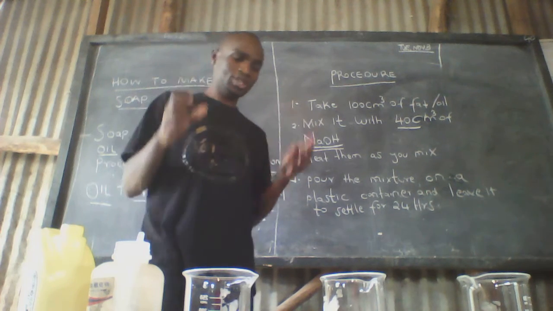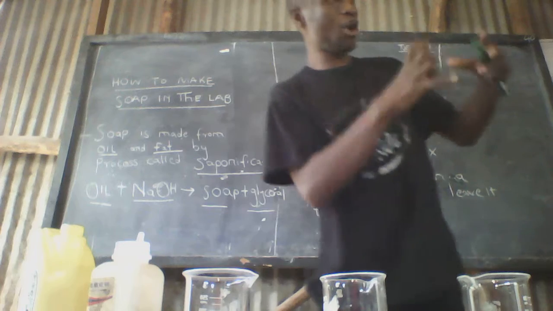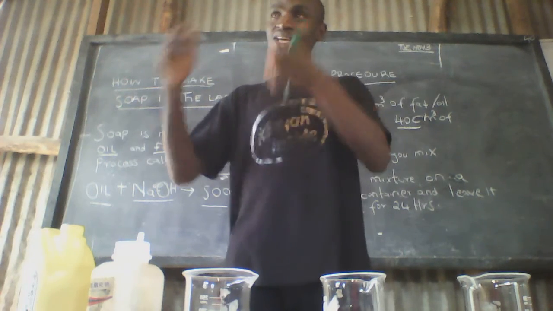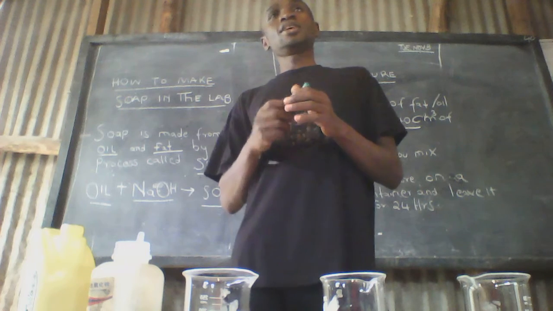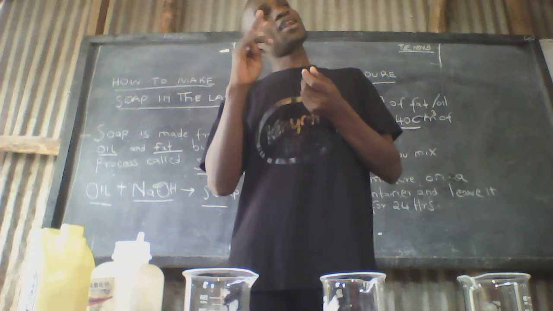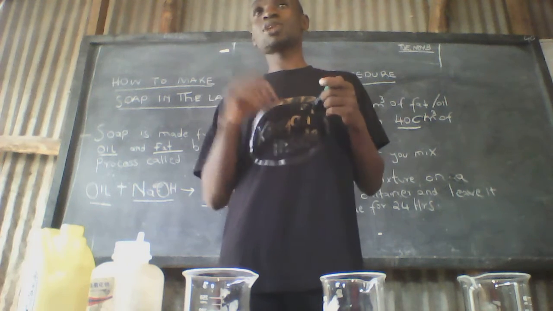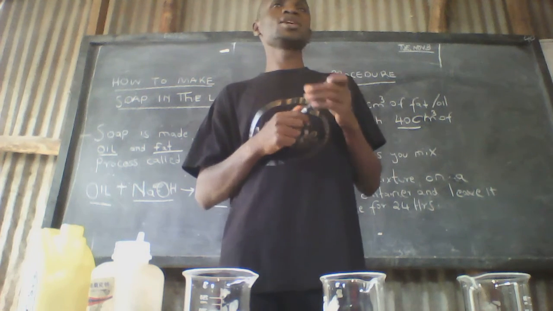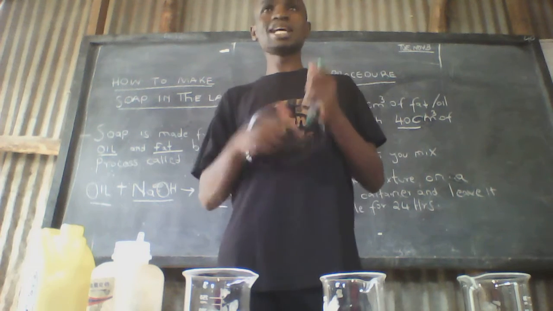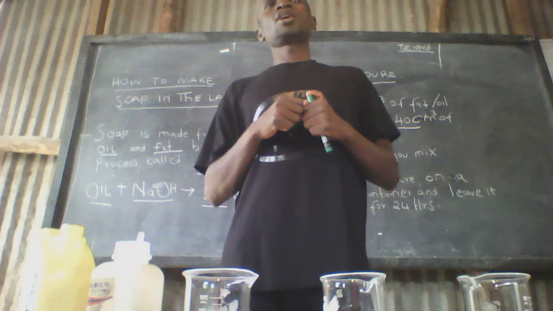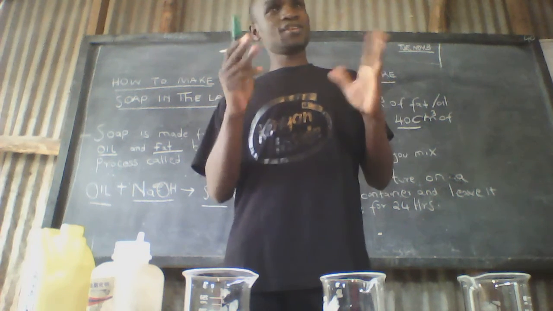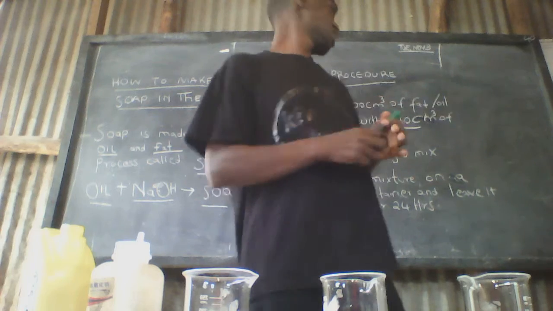Saponification is a process by which you take oil or fats and mix it with sodium hydroxide or potassium hydroxide at a bit of high temperature, like 30 degrees Celsius. You mix fat or oil with sodium hydroxide, then it will form soap. Also, you can add sodium chloride so that it can filter out glycerol.